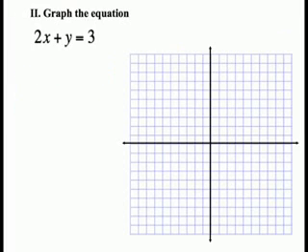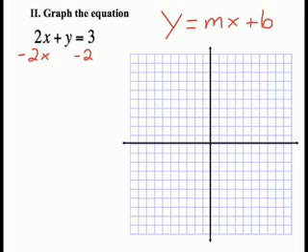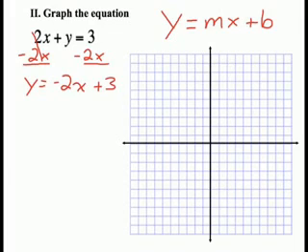Alright, graph the following equation: 2x plus y equals 3. We're graphing using slope-intercept form. The first thing we have to do is write the equation in y equals mx plus b form. So we must isolate y, meaning we must solve for y and get y by itself. To do that, we have to move the 2x over to the right side. So we subtract 2x from both sides: y equals negative 2x plus 3. Now we must identify our slope and our y-intercept. The slope is the number in front of the x, negative 2, and the y-intercept is 3.